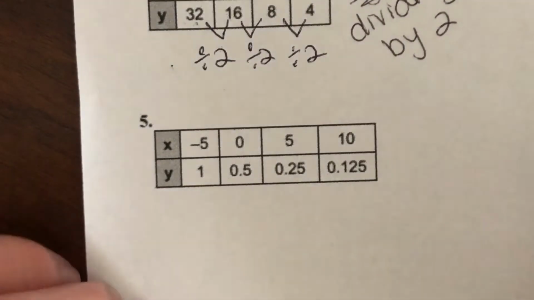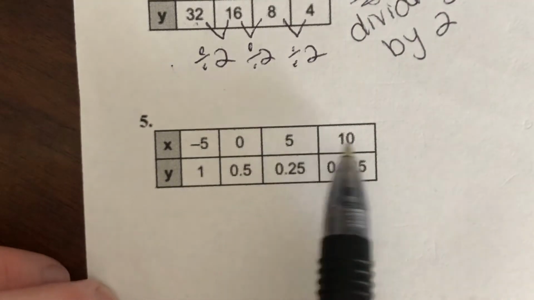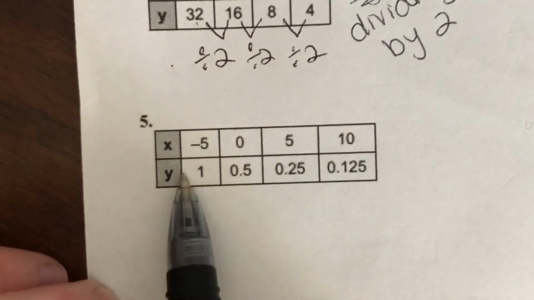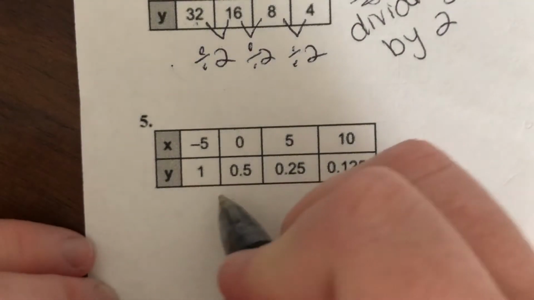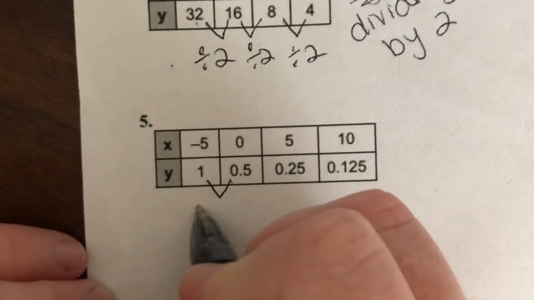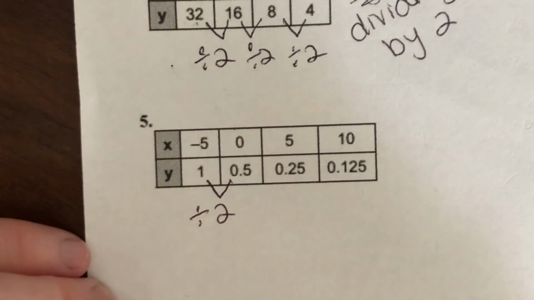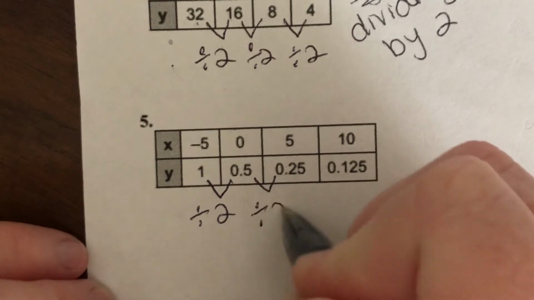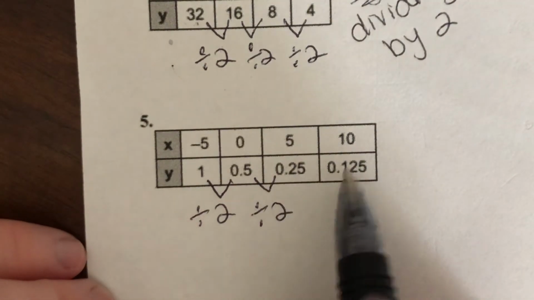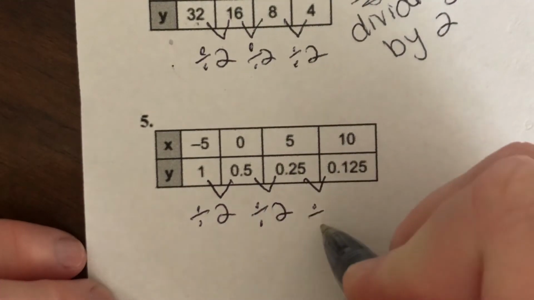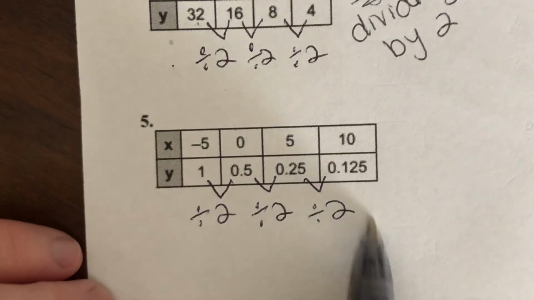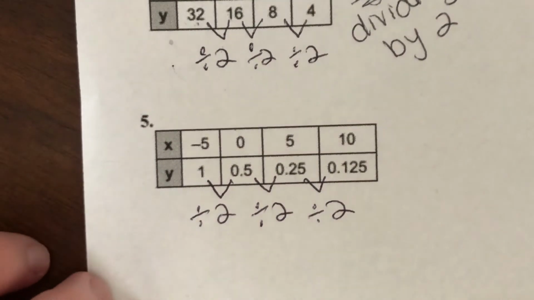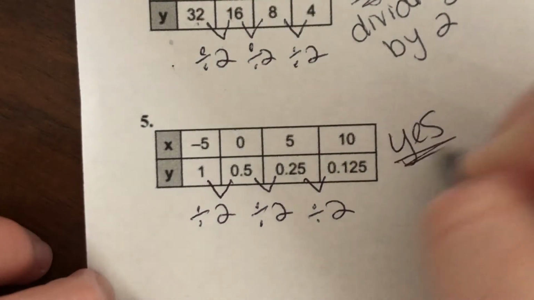Number 5. Here I'm going up by 5s on the x on the top. So I'm going up by the same amount. I'm adding 5 over and over. On the bottom, it looks like I'm dividing by 2. 1 divided by 2 is 0.5. 0.5 divided by 2 is 0.25. 0.25 divided by 2 is 0.125. So I am dividing by the same amount over and over, or you could think of it as multiplying by 1/2. So we're going to say, yes, this is exponential.